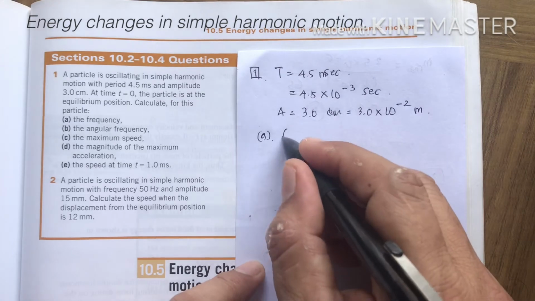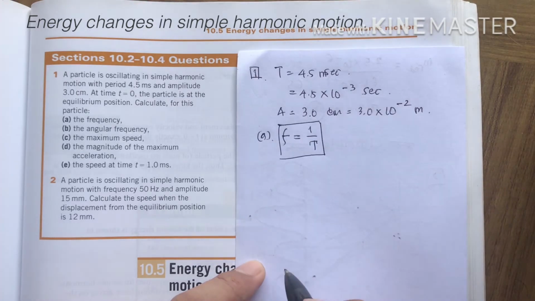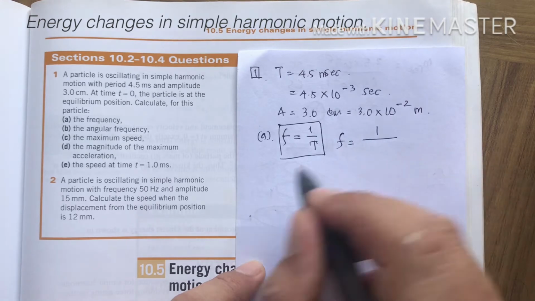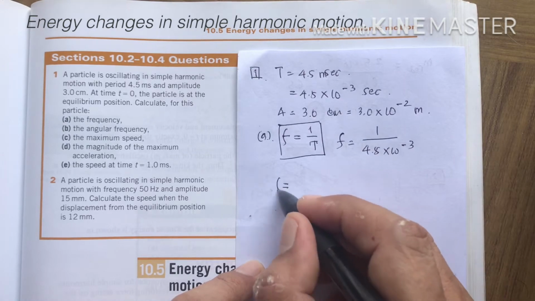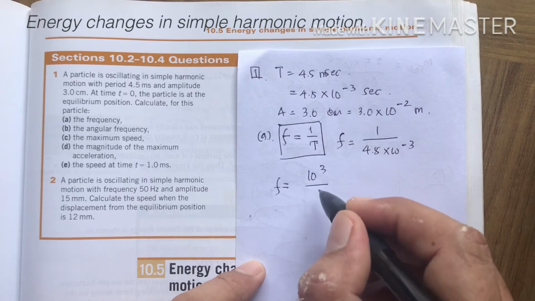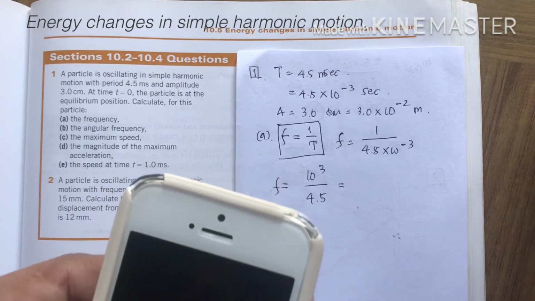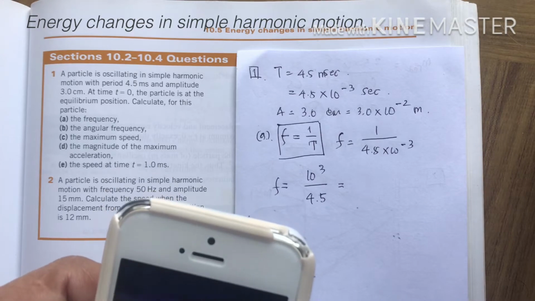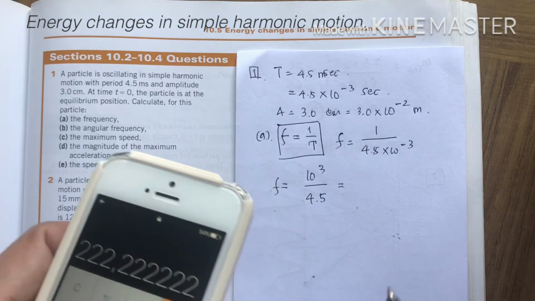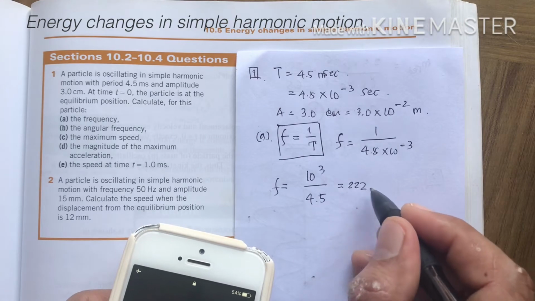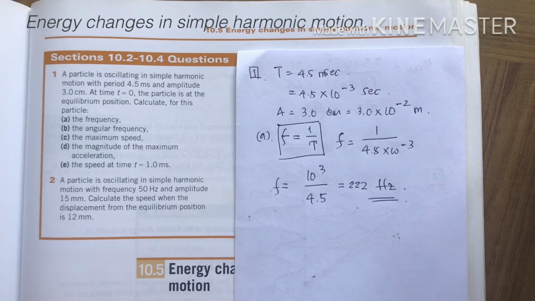First question is frequency. We have the formula for the frequency as f equals 1 over T. So f is 1 over 4.5 times 10 to the minus 3, which is the same as 10 to the power 3 divided by 4.5. 1000 divided by 4.5 is about 222 hertz.